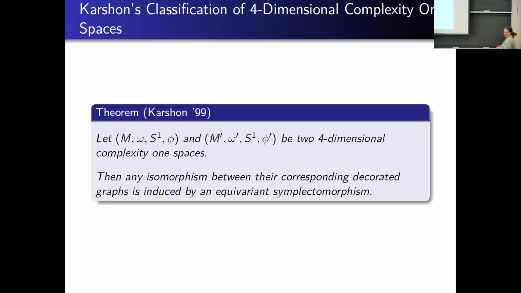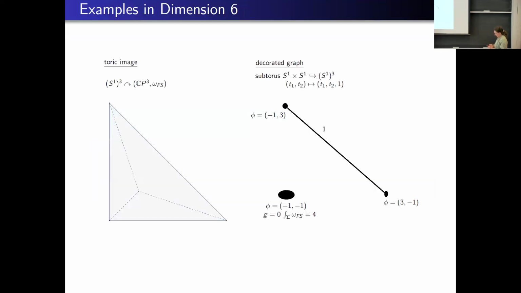And let me remind you of this wonderful work by Yael, because she classified the four-dimensional complexity 1 spaces, and namely, whenever we have two four-dimensional complexity 1 spaces, then any isomorphism between the corresponding decorated graphs is induced by an equivariant symplectomorphism. Okay, and I don't want to go into the details, but how do we define the decorated graphs in high dimension?